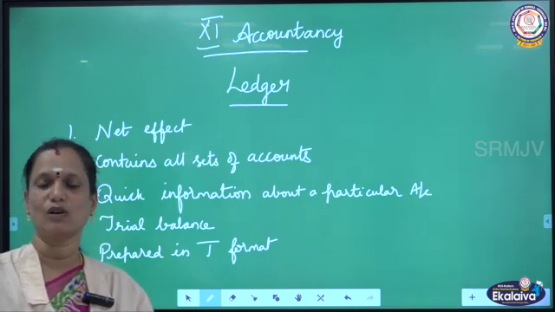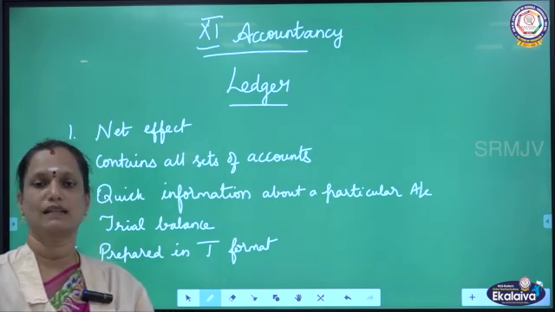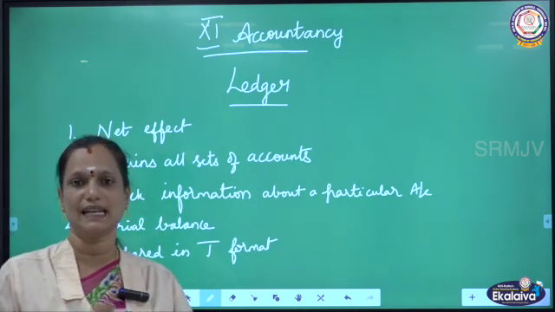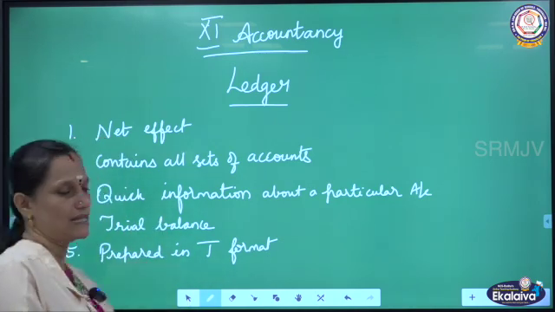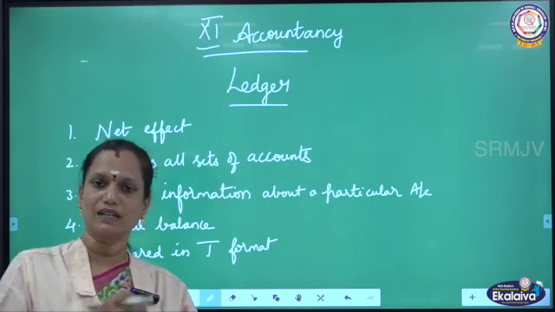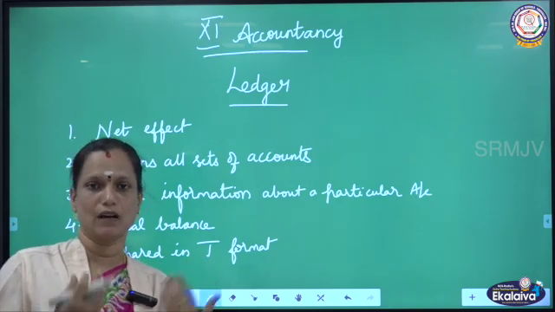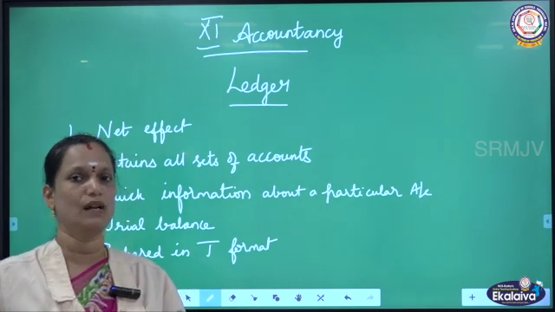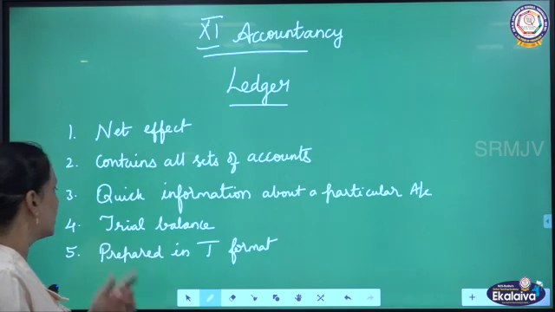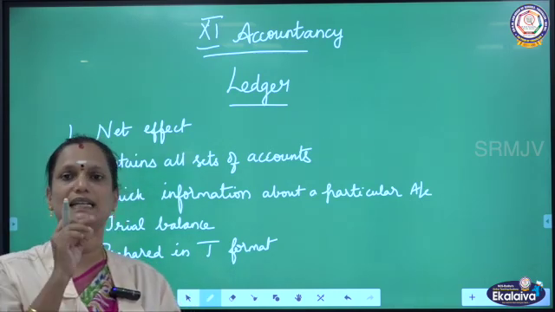Already I said, purchase alone, how much we made in a particular day, week or month, we can find out easily. So that's why we easily get quick information. And then the trial balance. With the help of this ledger only we can prepare the trial balance. After finding the trial balance only we can prepare final accounts, for example trading and profit and loss account and balance sheet. And we prepare the ledger in a T format.